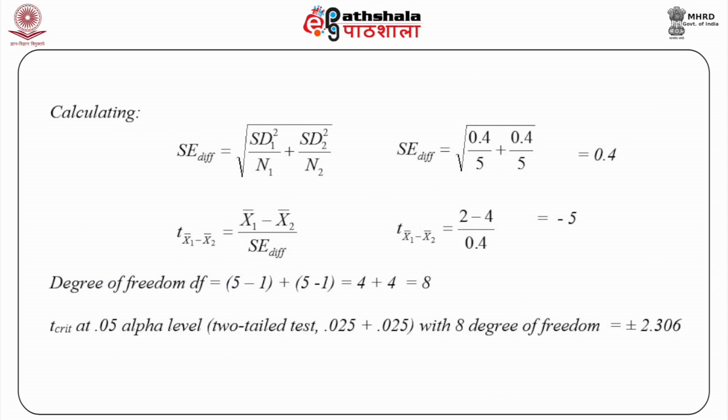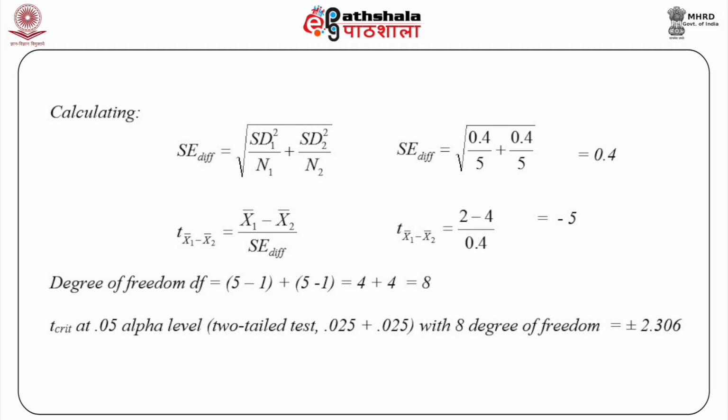The standard error of the groups was calculated, and the standard error of differences using the relevant formula was calculated to be 0.04. The t value was also calculated, where t = x bar 1 minus x bar 2, after substituting the values from the table, was found to be minus 5. The degrees of freedom is found to be 5 minus 1 plus 5 minus 1, that is 8.